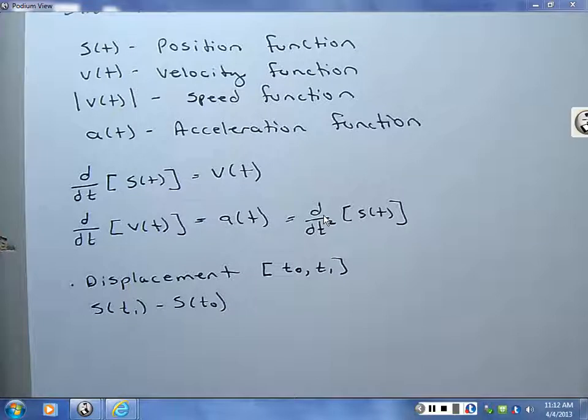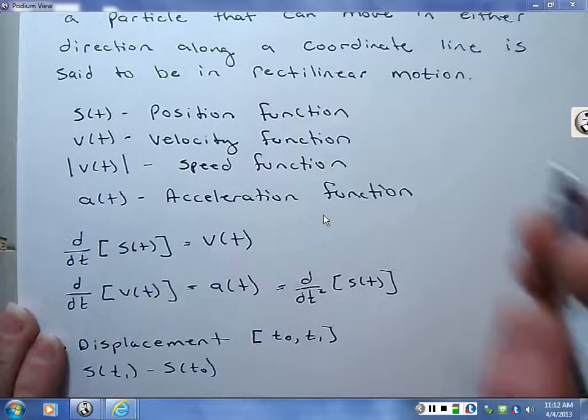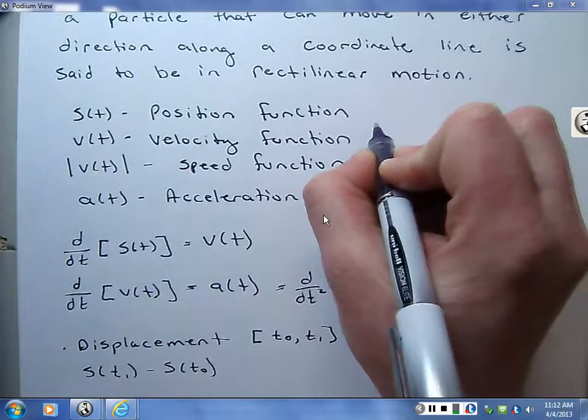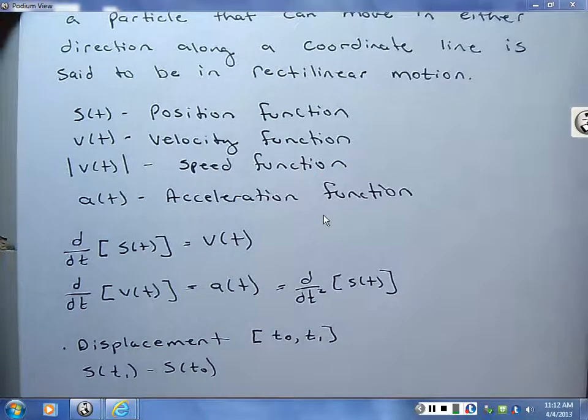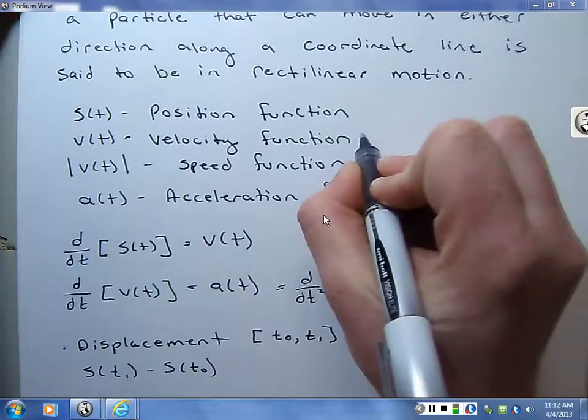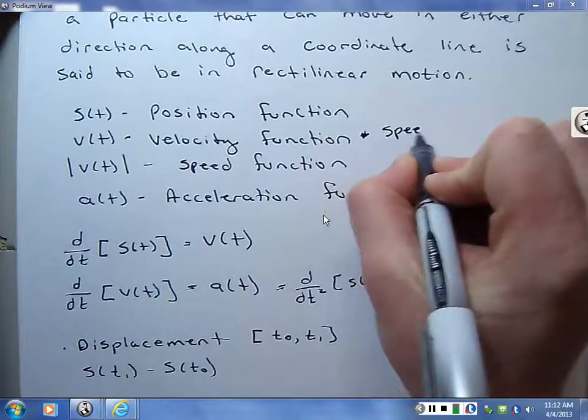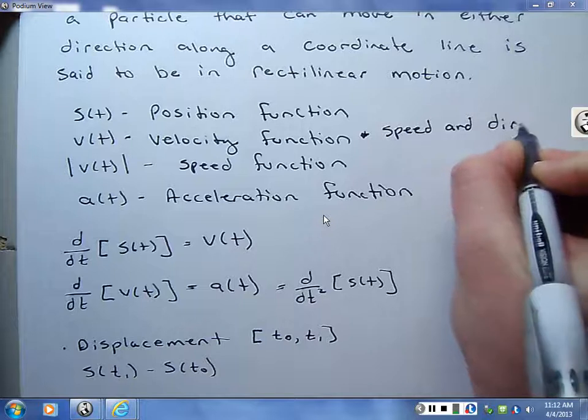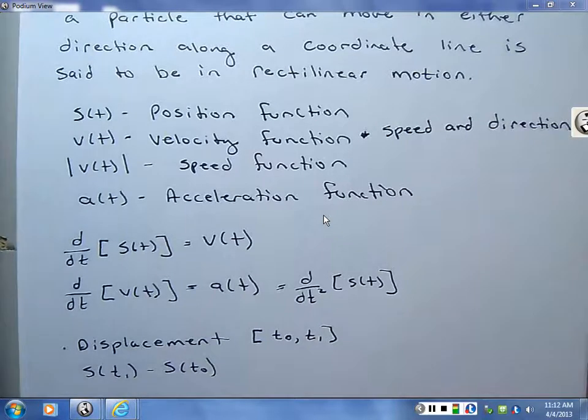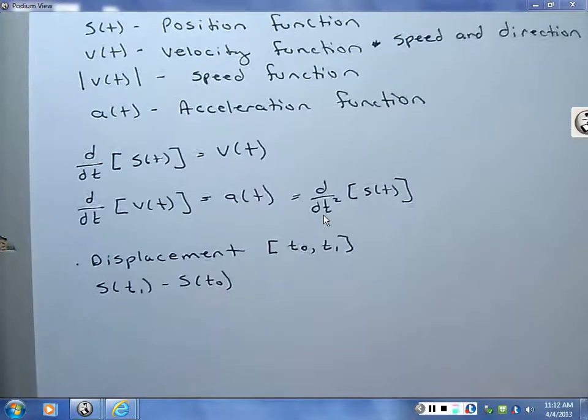So if I'm looking at positions this way, when I turn around on position, I change direction, right? That has to be a critical point of my velocity, because the velocity function has both speed and direction. So I'm only going to turn around in my position when my velocity changes signs, right? So displacement is pretty straightforward.